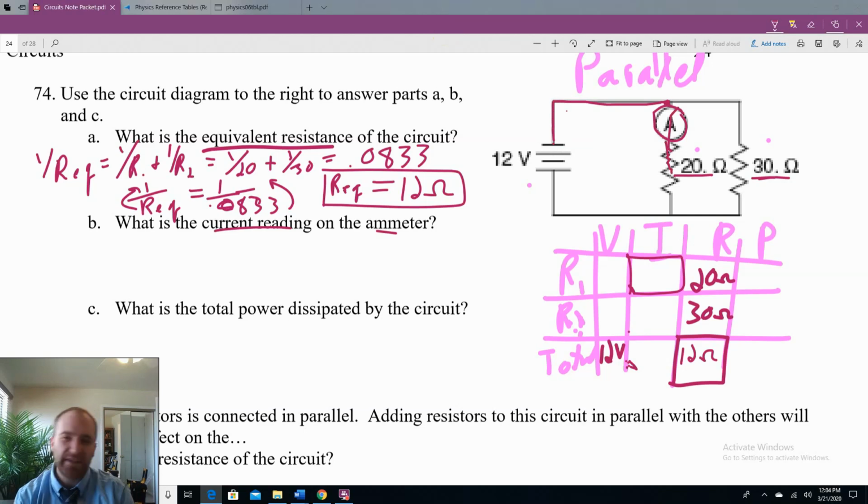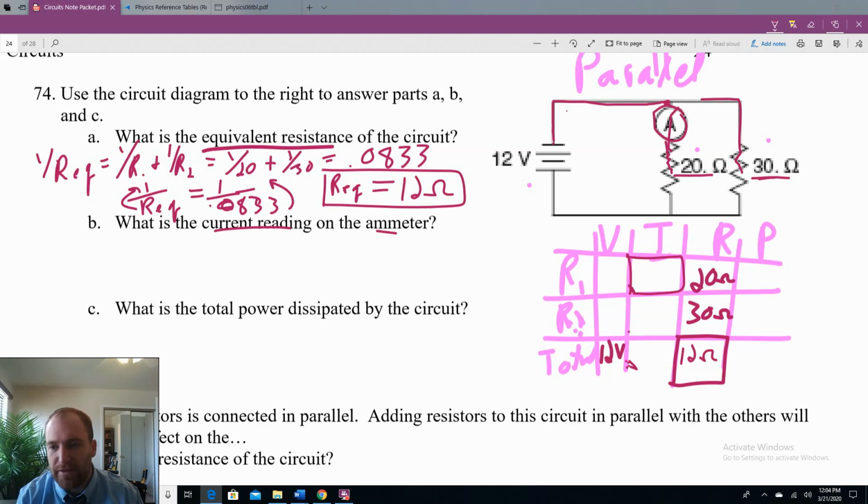So you see how that's on the same branch of the circuit? They have to have the same amount of current. And then some will go this way through the 30 ohm, but that would be different as well because it split off. It's on a different road or a different line of the circuit. So we're going to find the current through the 20 ohm resistor here.